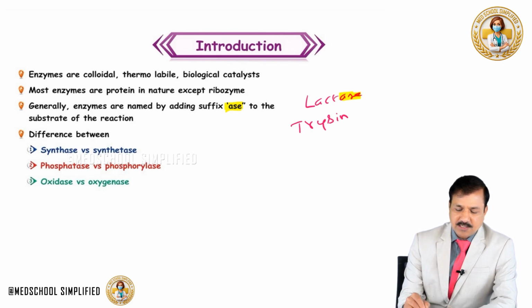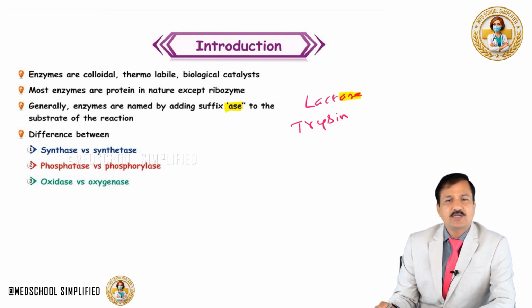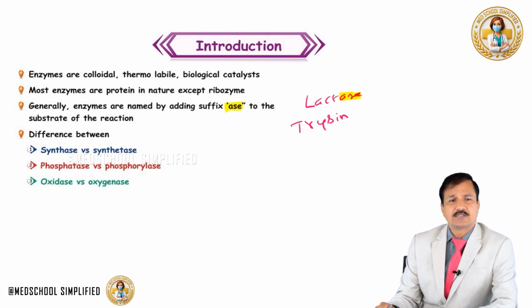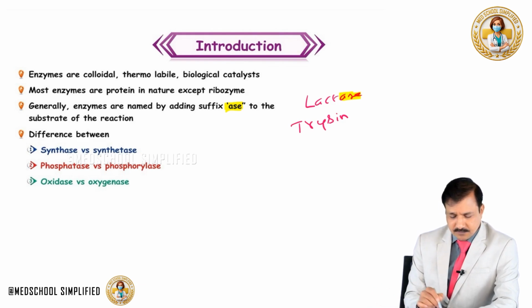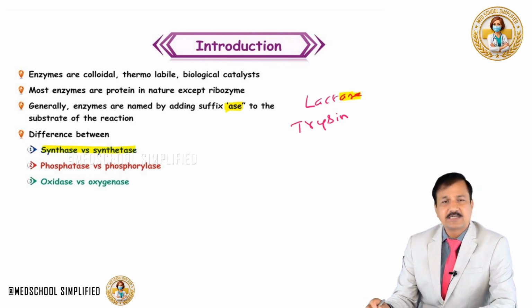Now, looking at the names of the enzymes, you can differentiate what is the function of that enzyme and whether it needs ATP, whether it uses a water molecule or inorganic phosphate, or whether it incorporates oxygen or uses oxygen as an electron acceptor. All that kind of information we can know if you understand the name of the enzyme. Let's take an example here. The difference between synthases and synthetases: synthases do not need ATP, whereas synthetases need ATP to synthesize a molecule.